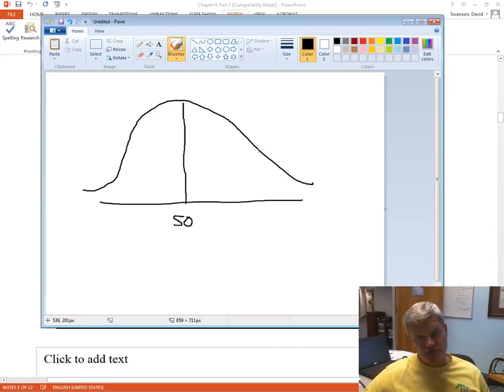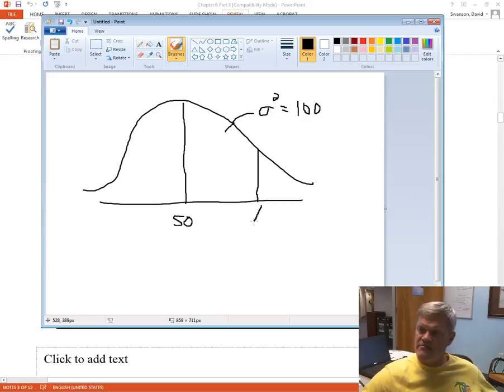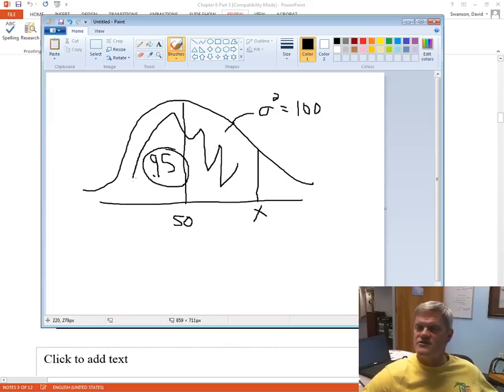Let's say we're building a new barn and we know that we've got an average of 50 elephants with a variance. I'll give it to you in terms of variance this time. Variance of 100. And we want to know how big our barn needs to be such that our probability of not filling it up is 0.95. And that's this area under this whole curve.